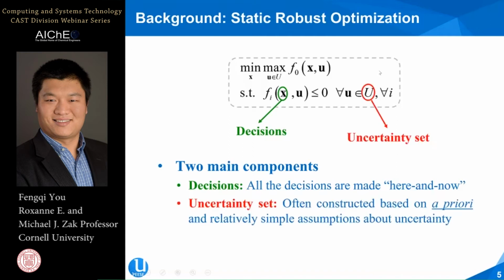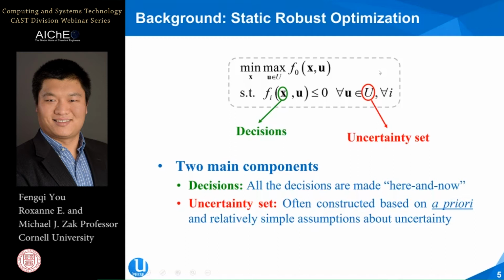The next component is about uncertainty, and the way robust optimization describes uncertainties is using something called an uncertainty set. So essentially it's a mathematical model to describe uncertainty information. And again, in a classical static robust optimization, this uncertainty set is usually constructed based on some kind of a priori information, and usually they use some relatively simple information about uncertainty.